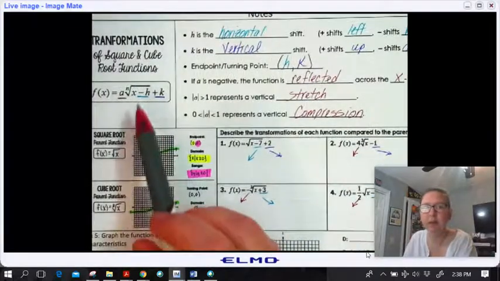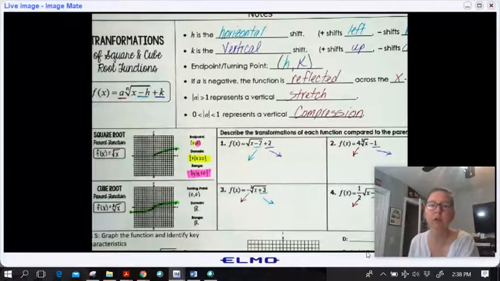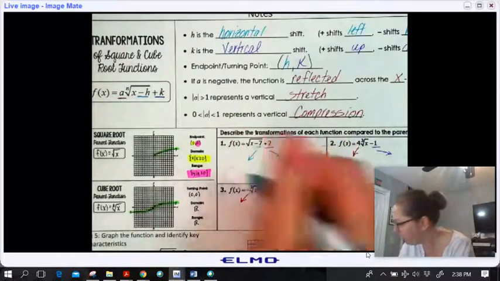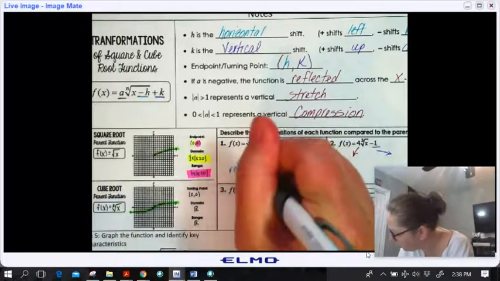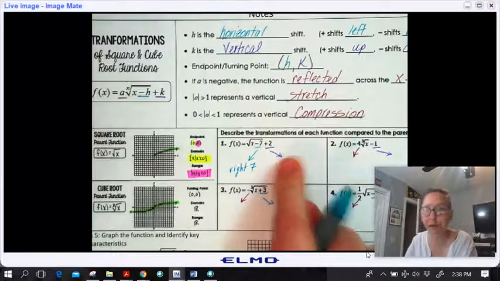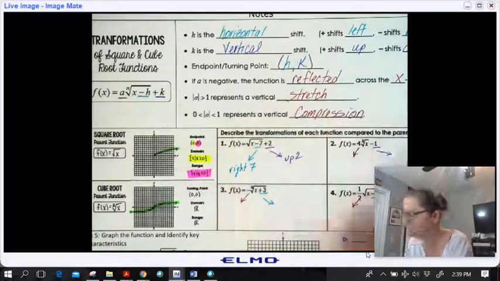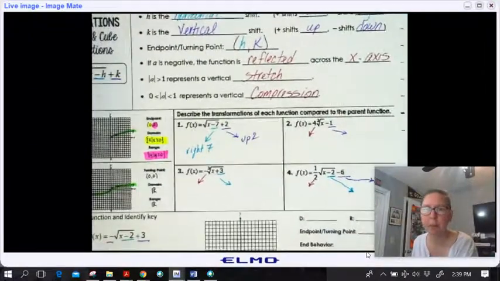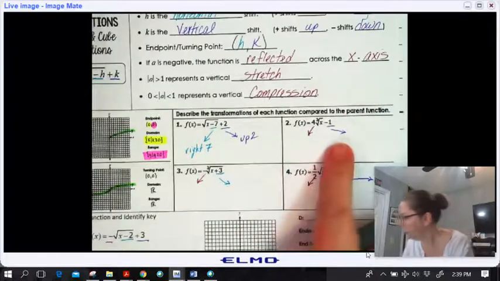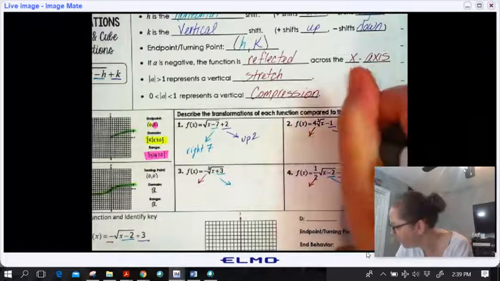Inside the square or cube root is the horizontal shift. And remember that we always need to do the opposite for that. So this is going to be a shift to the right 7. And then the K value is on the outside, and that is going to go up 2. Very, very similar to our vertex form of a quadratic function. In example 2, I have this -1 for my K value out here. That tells me that I'm going to shift down 1.